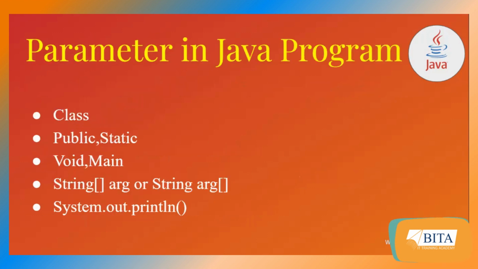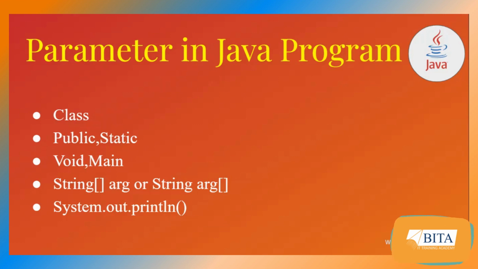So what are the parameters that we are going to see in this Java program? It is class. That is, it is going to declare a class, that is, the type of the program. Public means it is visible to all and it is an access modifier. And static is a keyword. It also doesn't require us to create an object, so that it can save our memory.